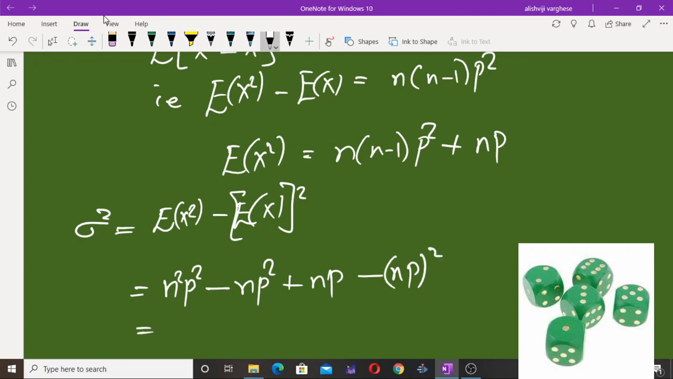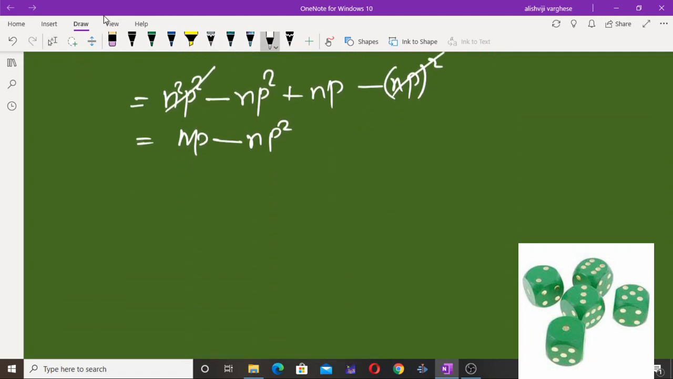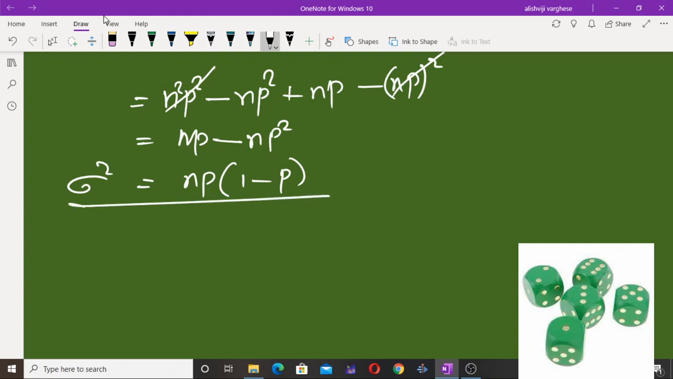This is equal to, here it will become n square p square, and this here we have an n square p square that will get cancelled, and what we have is np minus np square. We can take this np as a common factor, so it is np into 1 minus p. So that's the variance of a binomial distribution. So this is the variance.